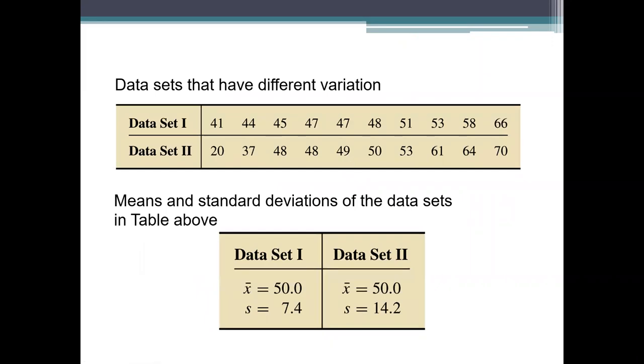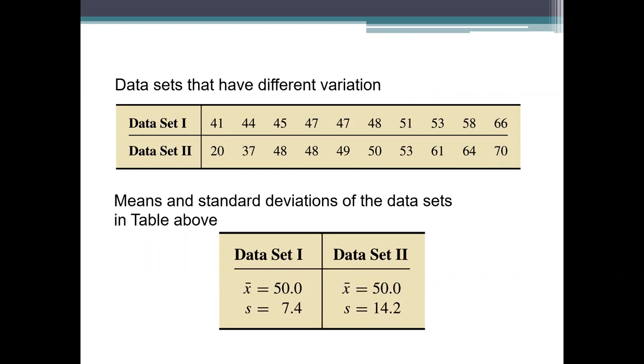All right, so just a few other things. So suppose we have two data sets here. This is just talking about different levels of standard deviation. This is data set one, this is data set two. They both have a mean of 50, but if you look at data set one, the standard deviation is 7.4. And the standard deviation for data set two is 14.2. So what this means is the data for set two is more spread out.